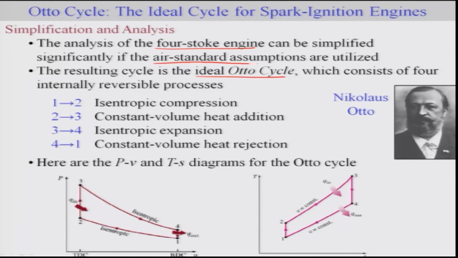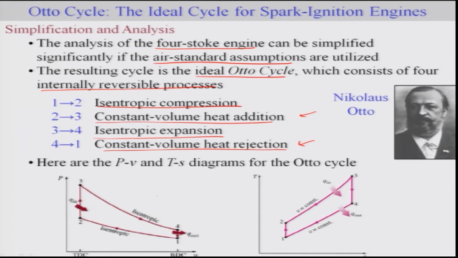Here we are going to make use of a standard assumption. So essentially the ideal Otto cycle consists of 4 internally reversible processes, as we already described earlier. So the first would be your isentropic compression, followed by constant volume heat addition. The combustion is going to be considered as constant volume heat addition, then isentropic expansion, followed by constant volume heat rejection. The exhaust gas which is taken out of the system will be considered as constant volume heat rejection.